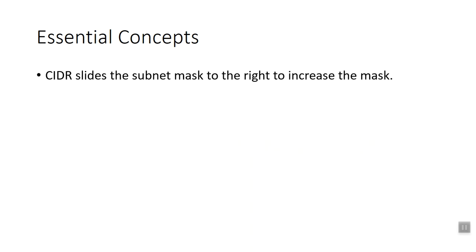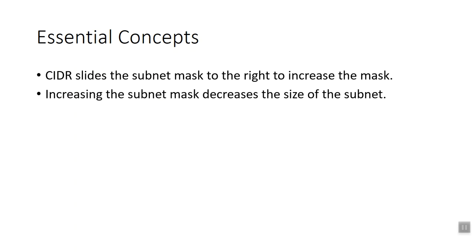When CIDR slides the subnet mask to the right to increase the mask, meaning increase the mask with more ones, this will increase the subnet mask value and decrease the size of the network. So there are fewer network clients that can be accommodated.